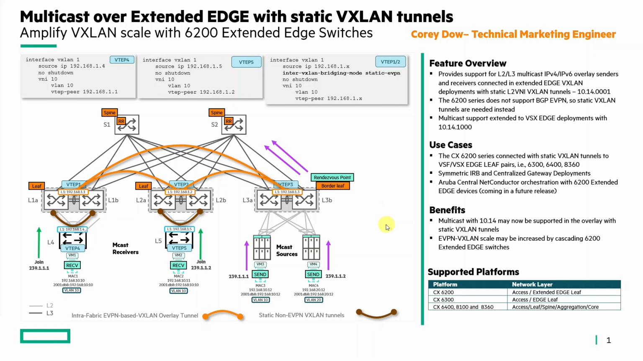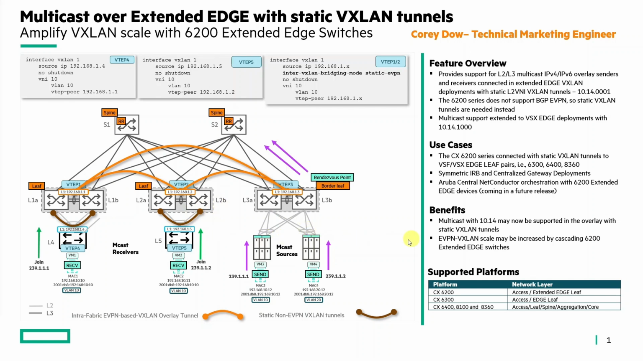So the clear benefits now are that multicast with 10.14 may now be supported in the overlay with static VXLAN tunnels, and EVPN VXLAN scale may be increased by cascading 6200 extended edge switches. And with the 6200 extended edge devices, we can now extend the EVPN VXLAN scale. The maximum scale in a single fabric for the number of VTEPs is 32. However, you can extend the fabric by adding these additional 6200 devices, which can increase the host scale and provide improved scalability in the environment.